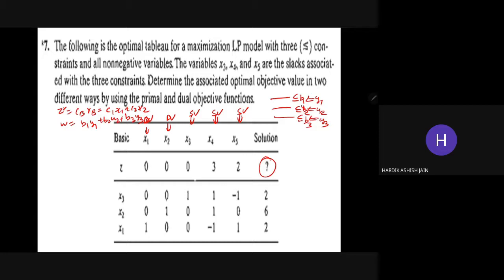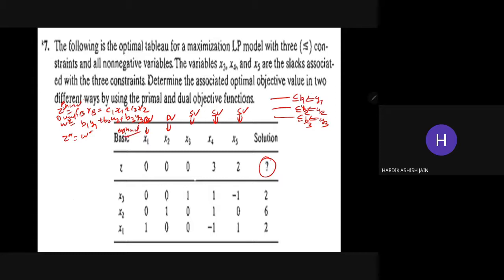At optimality, you know that Z star is equal to W star. This you are writing from the primal problem, and this from the dual problem. So now we have to compute the value of Z star or W star. Clear? What is the question? It is given to you that the problem is of maximization, and this is your optimal table.